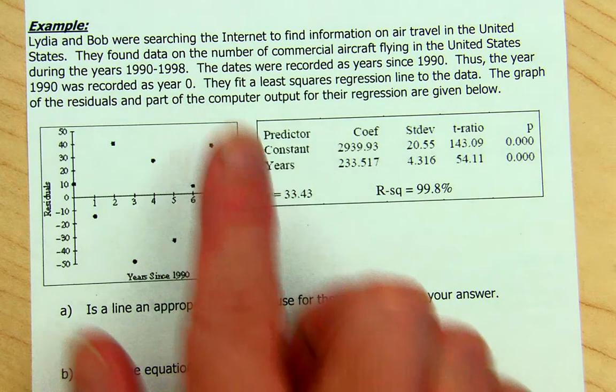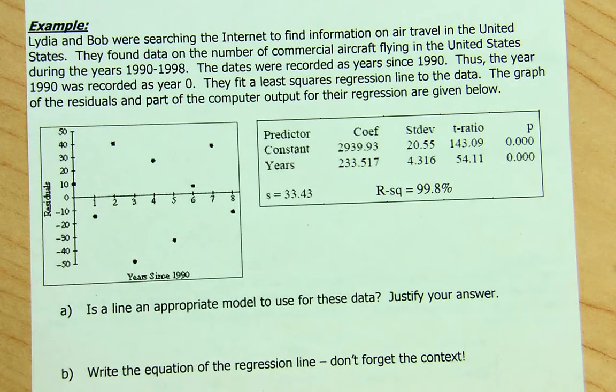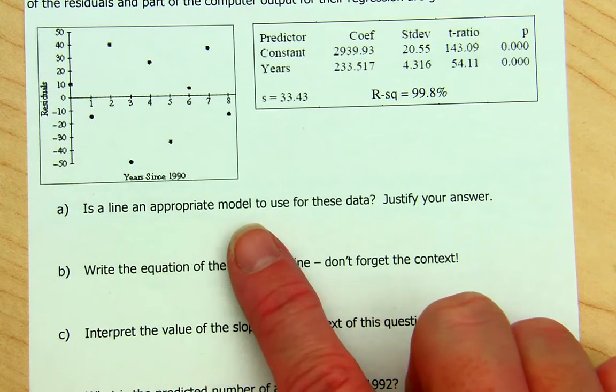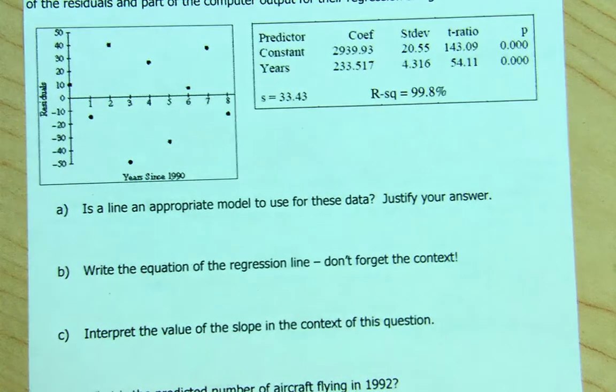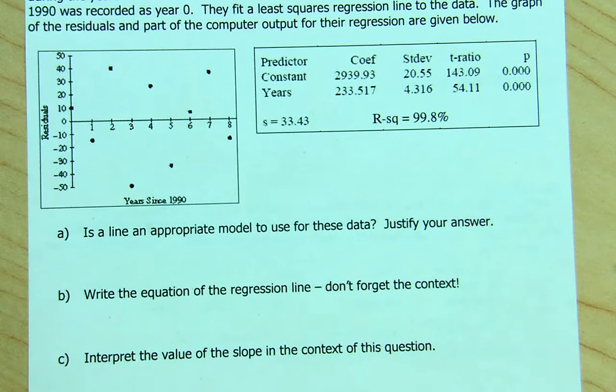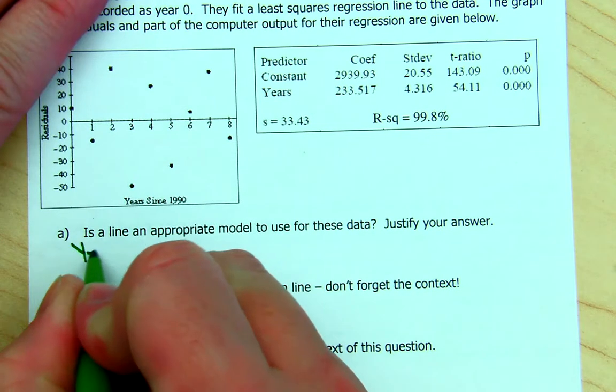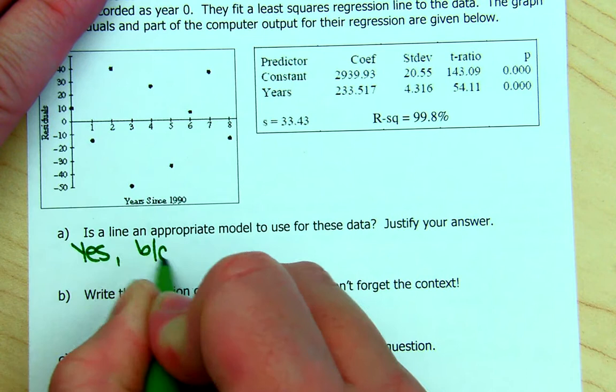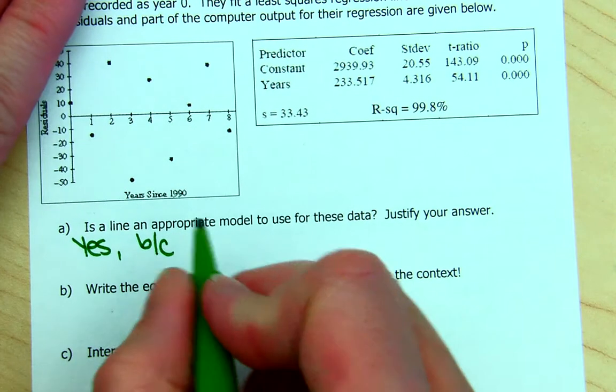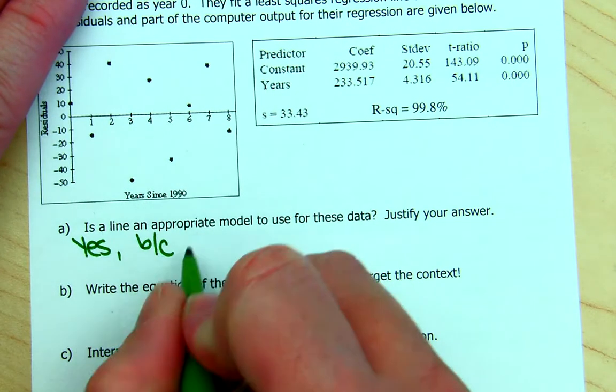So, here's our residual plot. So what do you notice about that? Do you see a pattern? No, not really. So what does that tell us? Here's part A. Is a line an appropriate model to use for this data? Yes. So we're going to say yes, it is appropriate because the residual plot does not show a pattern or is randomly scattered, however you want to say that.